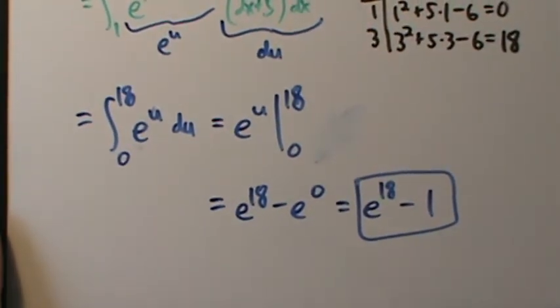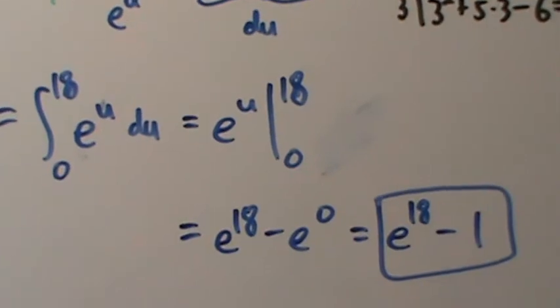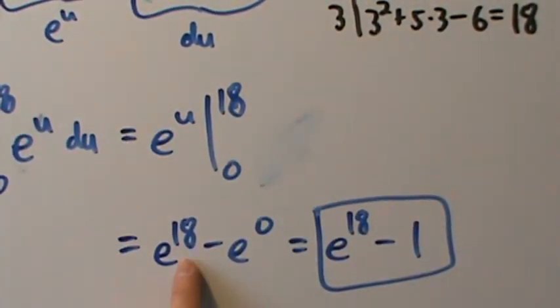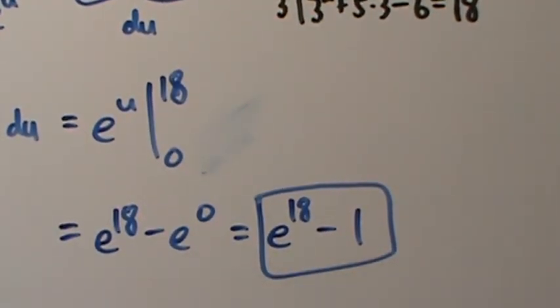Just integrate e to the u from 0 to 18. And when you integrate e to the u, you just get e to the u. Evaluate from 0 to 18, so evaluate at the top minus evaluate at the bottom. E to the 18th minus 1 is our final answer for example 6.